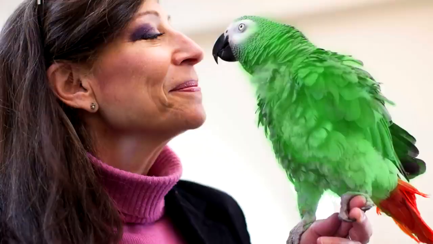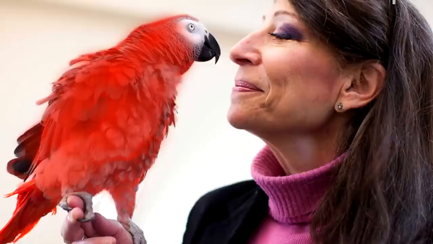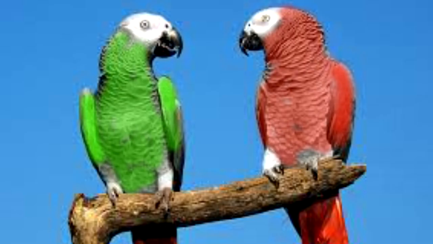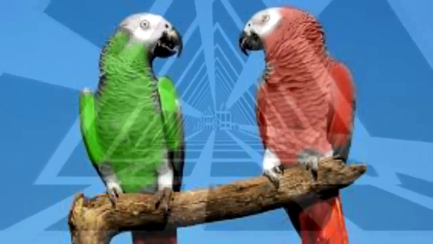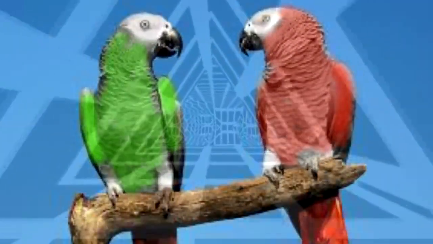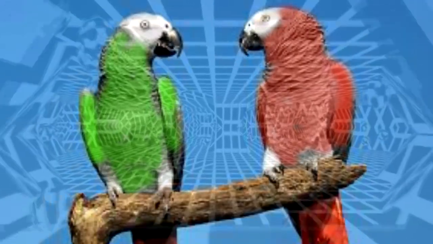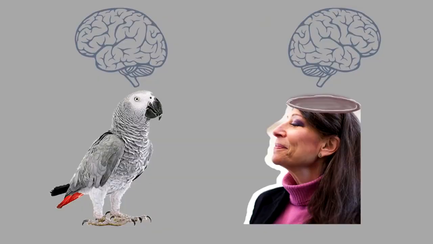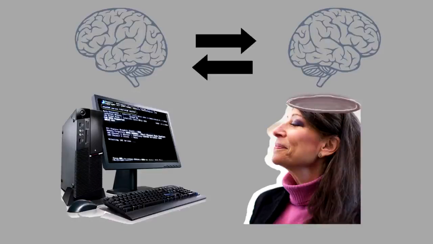You have one parrot and you teach him some tricks. Take another parrot and you teach that one some tricks. Put the parrots together and now the parrots can learn from each other. Why is this happening? It's happening because you have two control centers. You need two systems to exchange information.